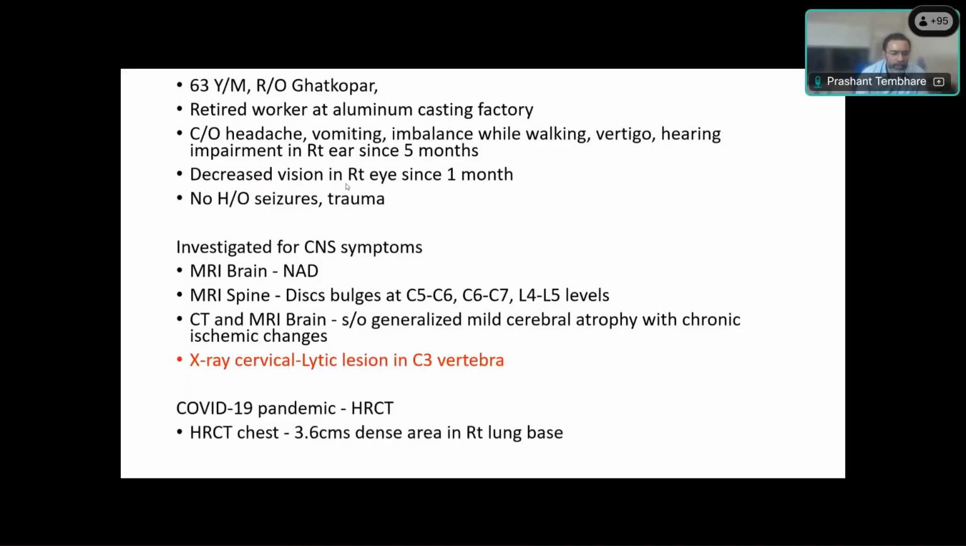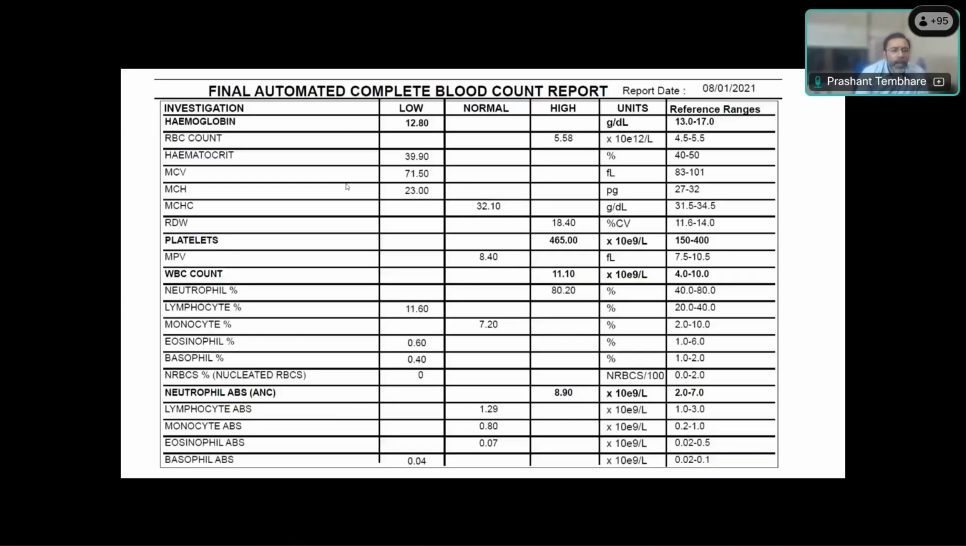Okay. Now this patient was seen at the time of the COVID-19 pandemic, I think in the year 2022. So HRCT was done in this patient, and the HRCT chest showed a 3.6 centimeter dense lesion in the base of the right lung.